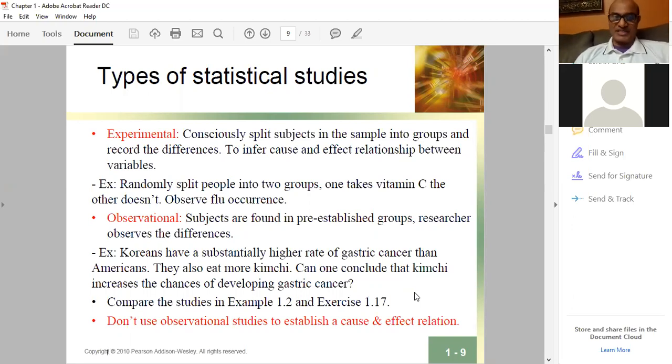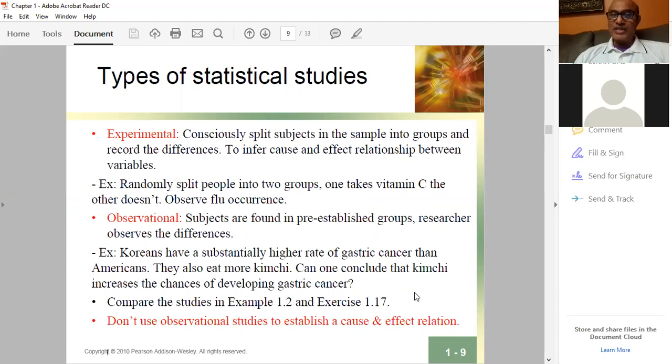Second one is observational. Subjects are found in pre-established groups, and researchers observe the differences. First the groups are already made, and then you pick the subjects from those pre-established groups. So that is called the observational study. Pre-established groups means we can see this thing in a larger way.